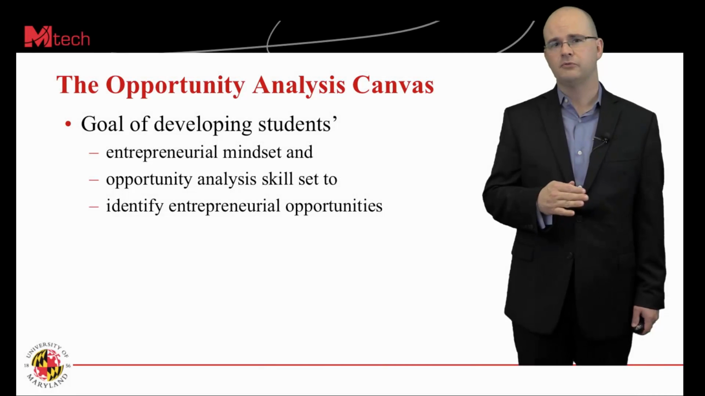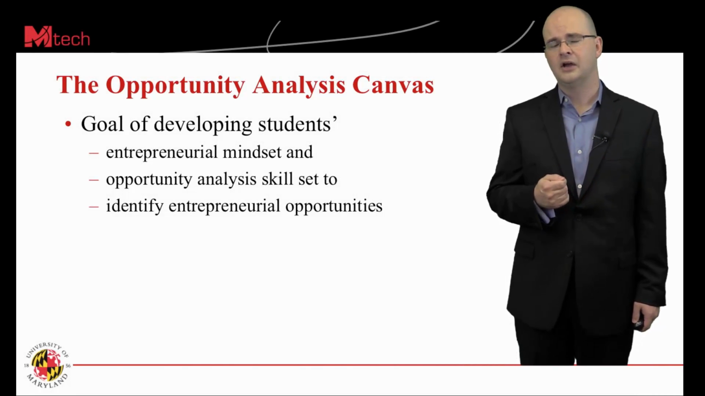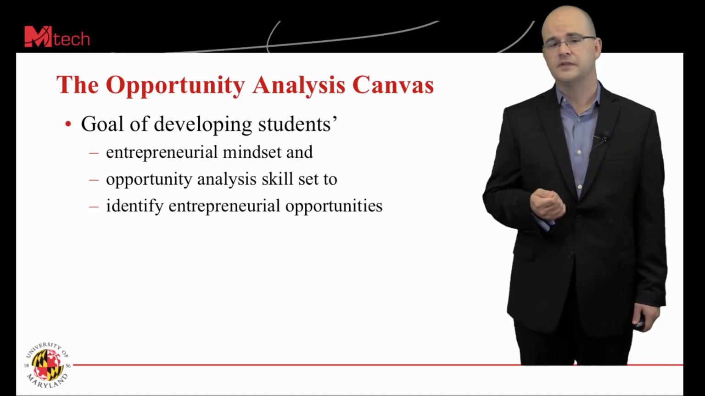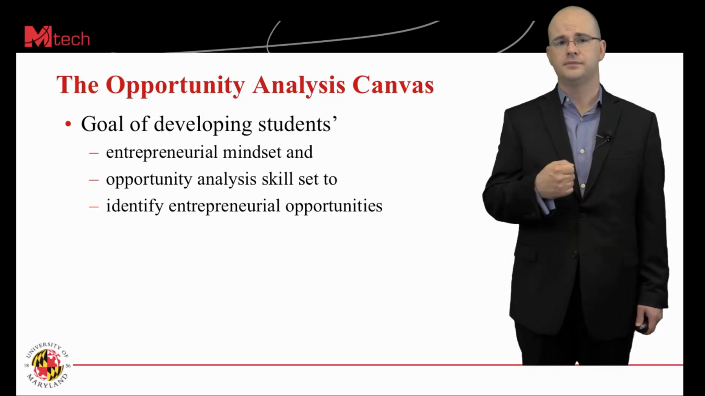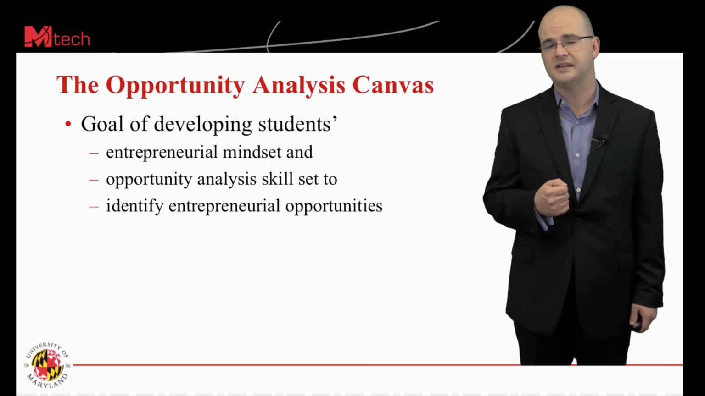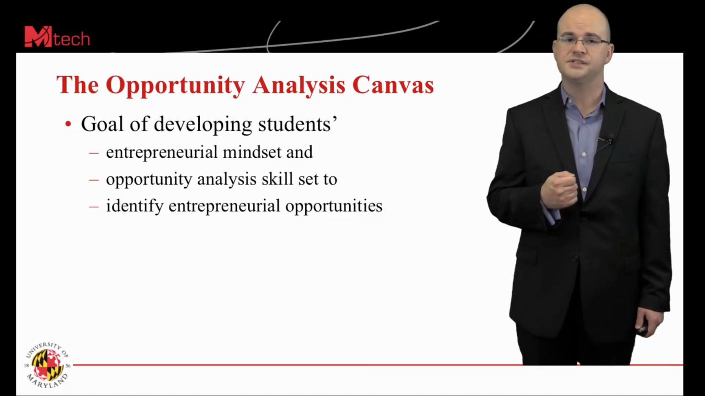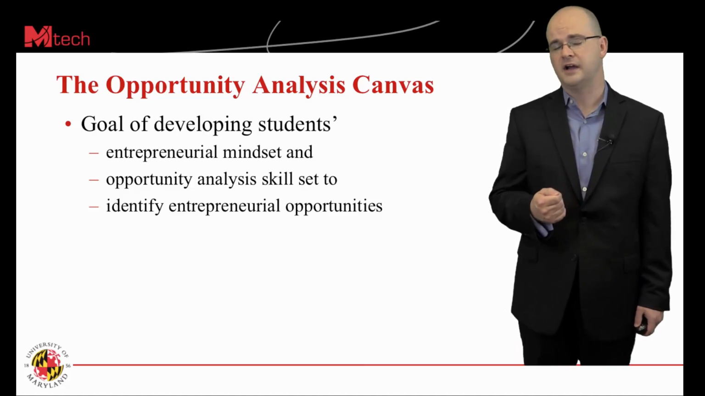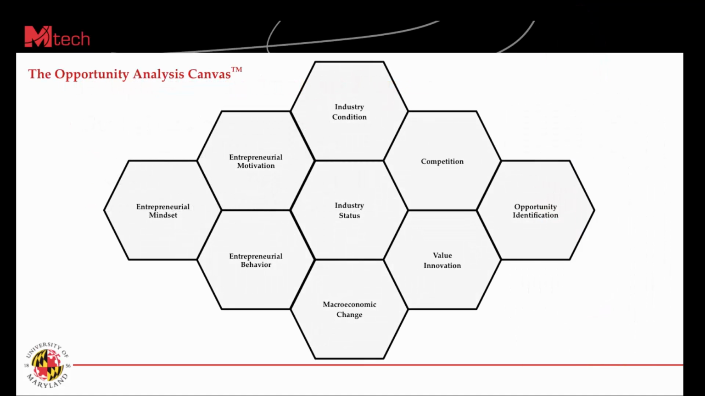And for the next step of what we wanted to talk about today, we're going to look at what the opportunity analysis canvas is and what its goals are. The central goal is to develop the student and to develop the mindset, develop some opportunity analysis skill sets, and also to develop some skills and techniques in identifying entrepreneurial opportunities. The canvas is largely comprised of 9 different elements, starting with entrepreneurial mindset, and we'll map our way through these elements and their sub-elements as we progress through the course.